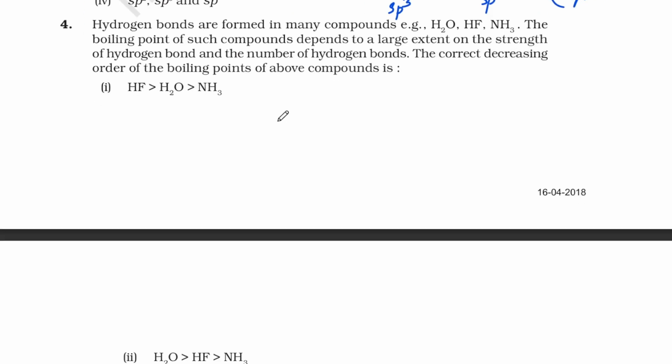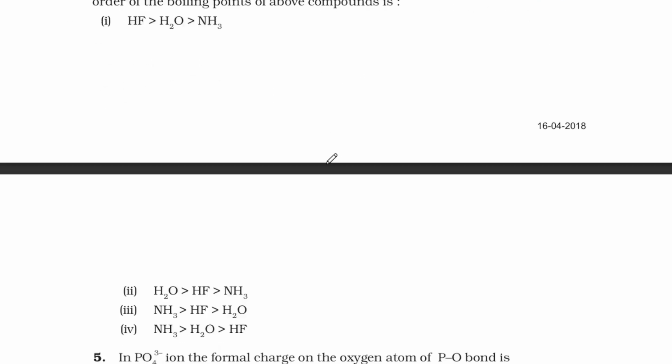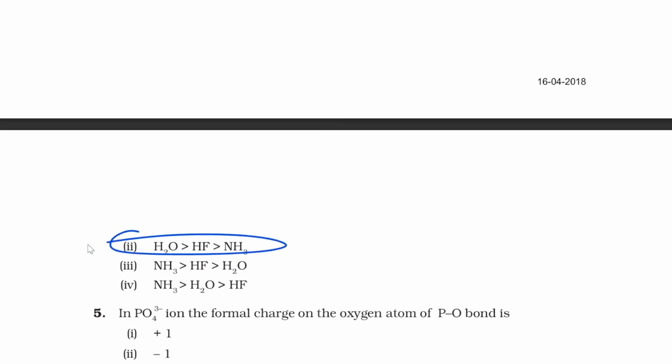Hydrogen bonds are formed in many compounds. Okay, boiling point, yeah, depends to a large extent on the strength of hydrogen bond. यही मैं भी बात कर रहा था, पानी का सबसे ज़्यादा होगा, right? तो order में, where is water the highest? If you look at the options, answer is option 2. Don't even think about this one. Yeah, ये भी liquid है HF and this is a gas, NH3 is a gas.